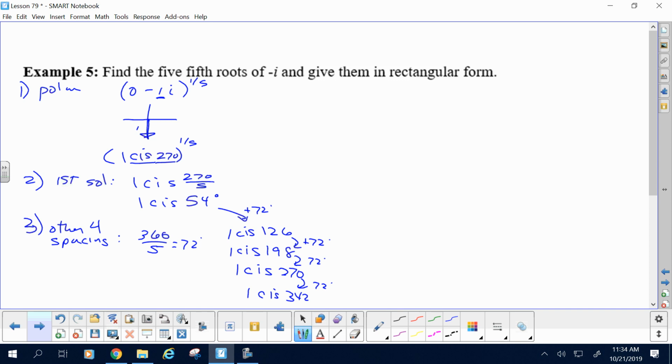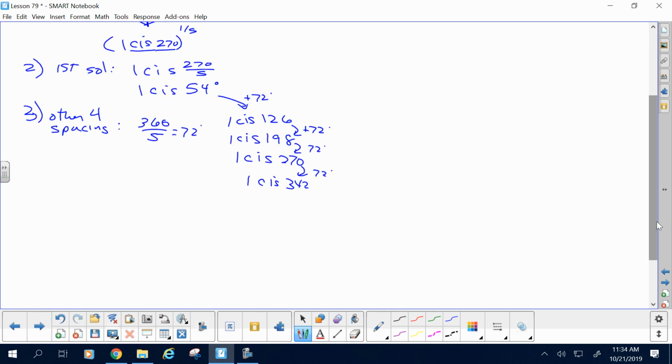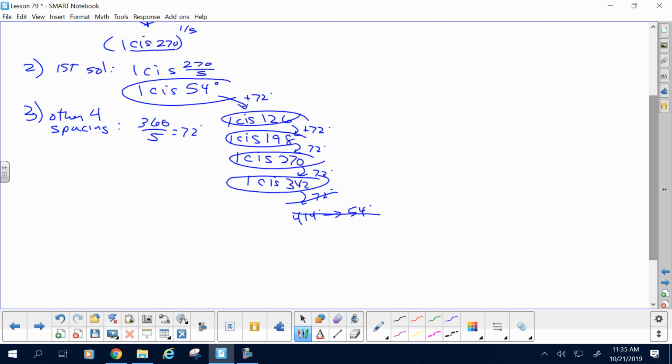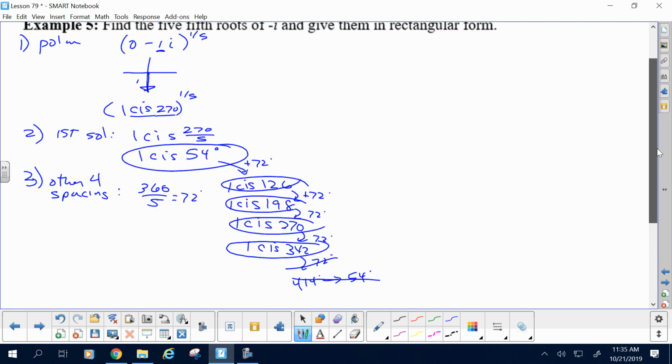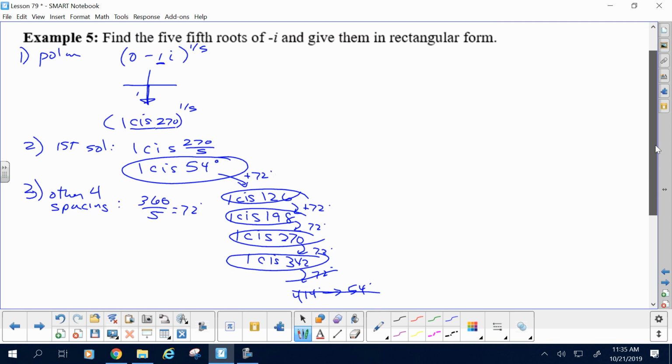And if I add 72 to that, I get 1 cosine i sine 342. Question for you, why stop at 5? Why not just keep adding 72? Yeah, if you do it again, don't you get something like 414? 414 is the same as 54. So you'll start getting the same angles again if you kept going, so there's no point in it. So you have 1, 2, 3, 4, 5 solutions. Am I done?